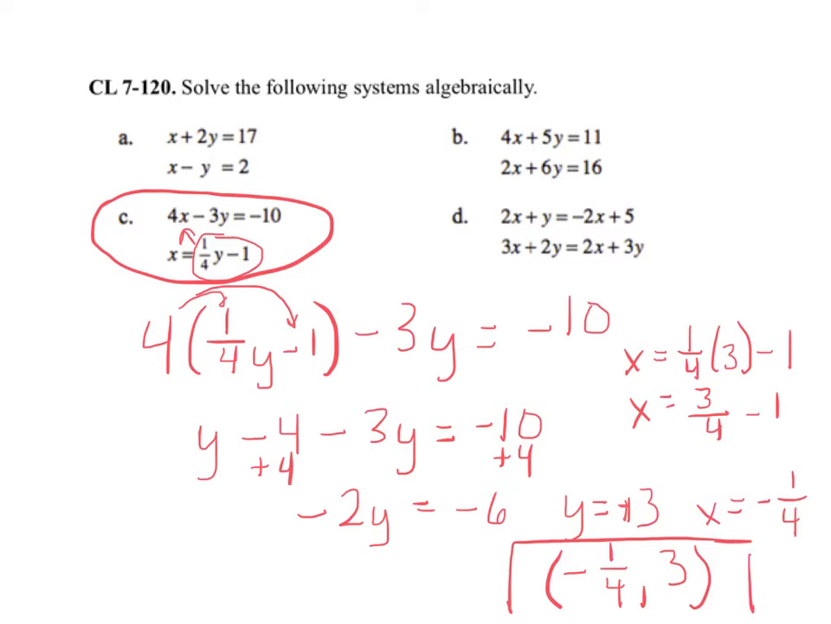Questions? Okay, how did you get the negative 1/4 from that? So when I multiplied 3 times 1/4, I got 3/4. And 3/4 minus 1, negative 1, plus a positive 3/4, like subtraction there. So I'd have negative 1/4.